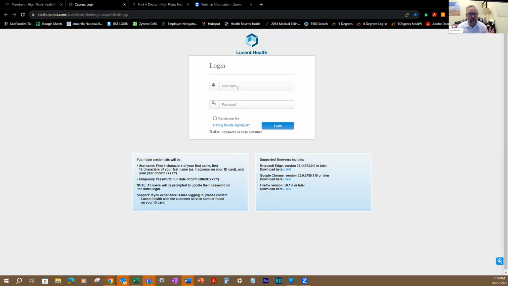If you've already created these login credentials, that's great. Just log in and you know how to use Lucent's portal. These are the reasons you would want to set up an account with Lucent Health. They store your medical ID cards electronically. So if you lose an ID card, you can access it right here directly.